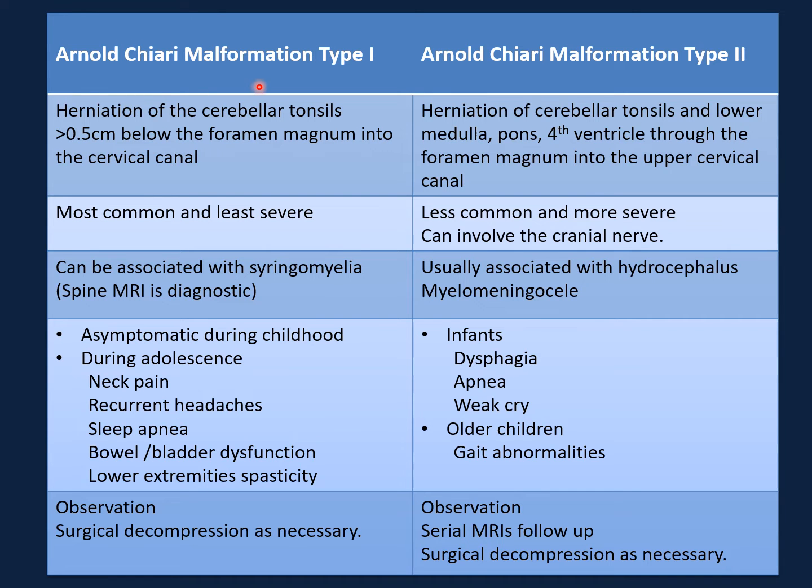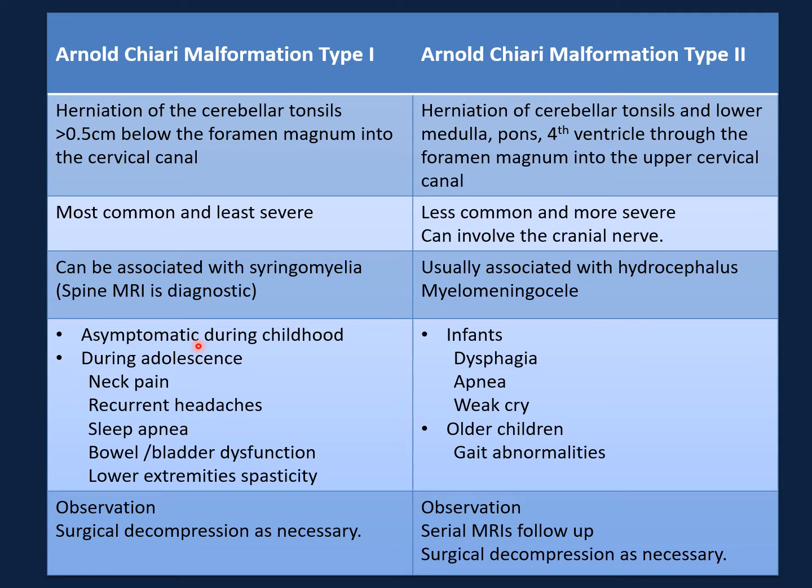This table summarizes the difference between Arnold-Chiari malformation type 1 and type 2. Type 1 is herniation of cerebellar tonsils more than half a centimeter below the foramen magnum into the cervical canal. Type 2 is similar, herniation of the cerebellar tonsils with more structures, lower medulla, pons, fourth ventricle, through the foramen magnum into the upper cervical canal. Type 1 is the most common and least severe, so please correct that in the pediatric board study guide. Type 1 is the most common, not type 2. Type 2 is less common and more severe. Type 1 can be associated with syringomyelia. Type 2 is usually associated with hydrocephalus and myelomeningocele.